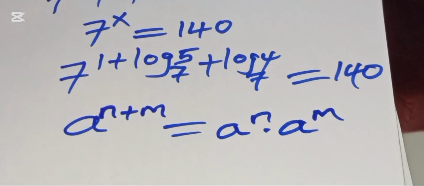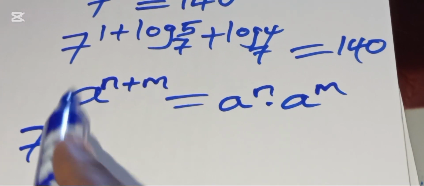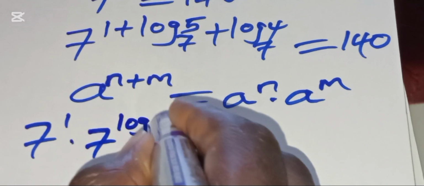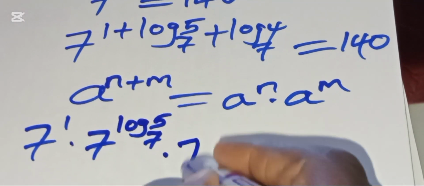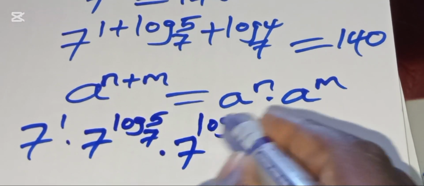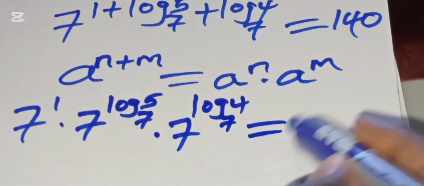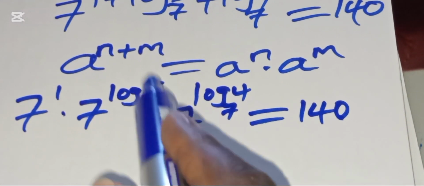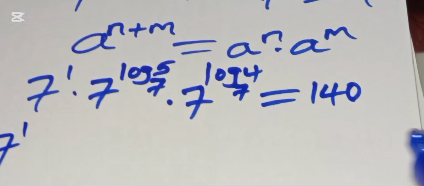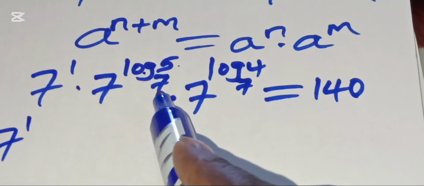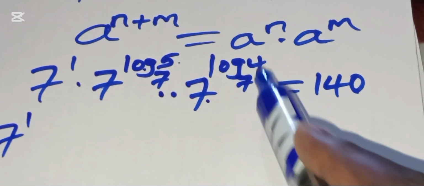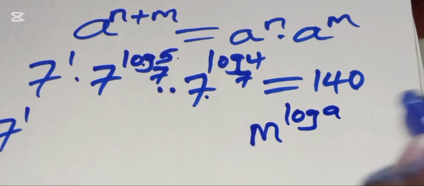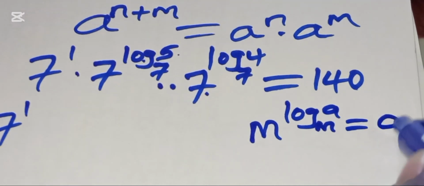So let's apply this property. This is the same thing as 7 raised to power 1 multiplied by 7 raised to power log 5 to base 7 multiplied by 7 raised to power log 4 to base 7. This is supposed to give us a value of 140. Now, as you can see, we have 7 raised to power 1, 7 raised to power log 5 to base 7, and 7 raised to power log 4 to base 7. This is in the form of m raised to power log a to base m, which is equal to a.